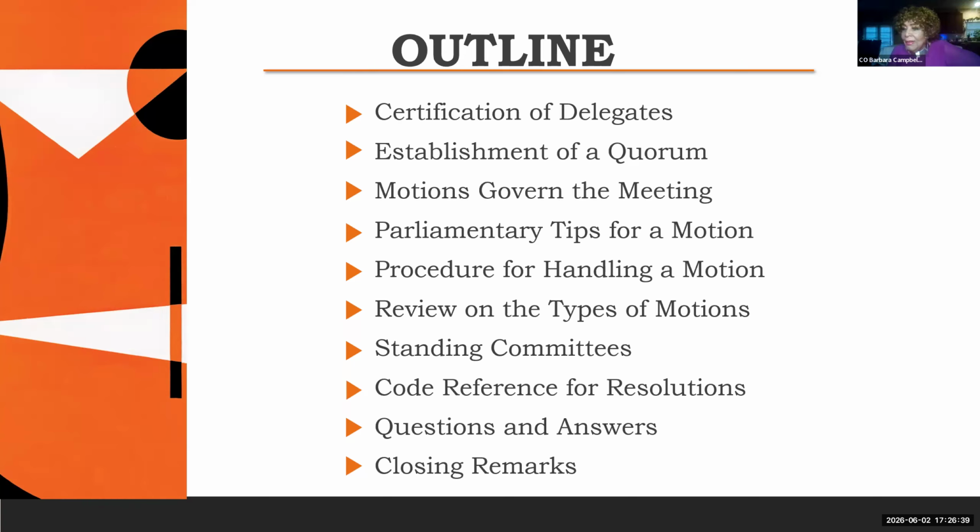Half of 754, divided by 2, plus 1. What would the number be? 378. What did you say? 378. At all times, we must have 378 people on the floor, or we cannot conduct business. That's because we lost our quorum.